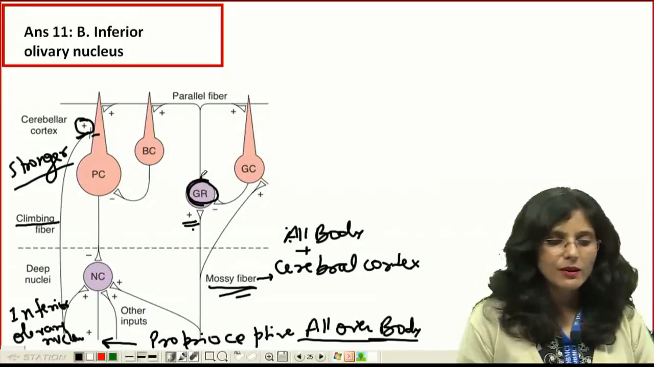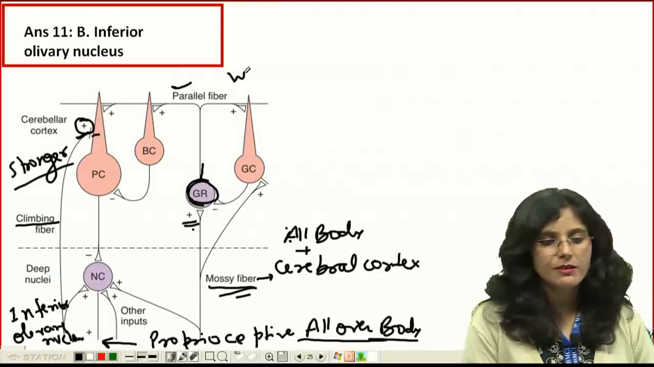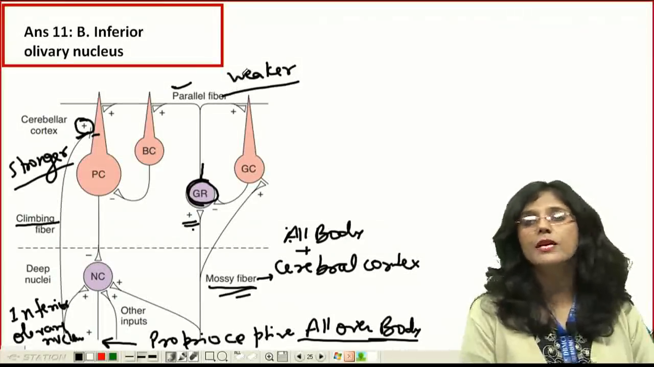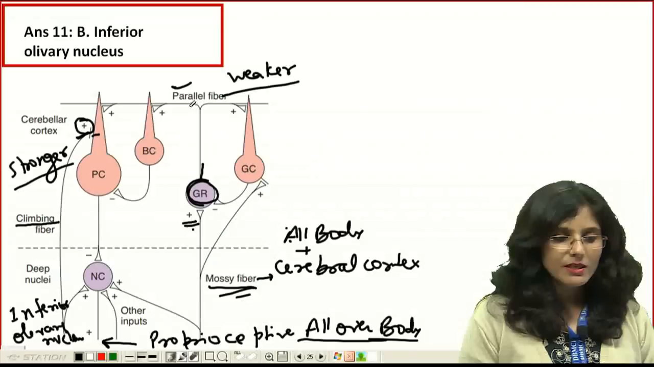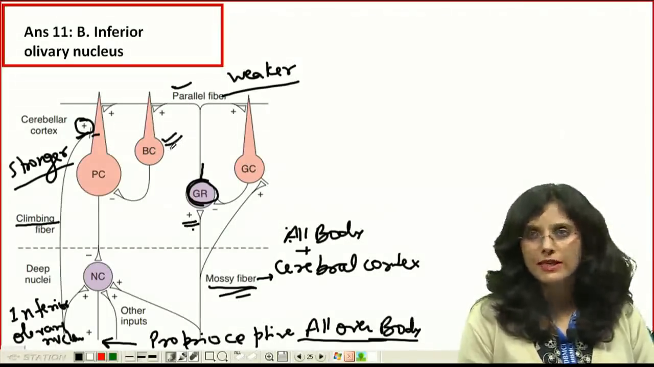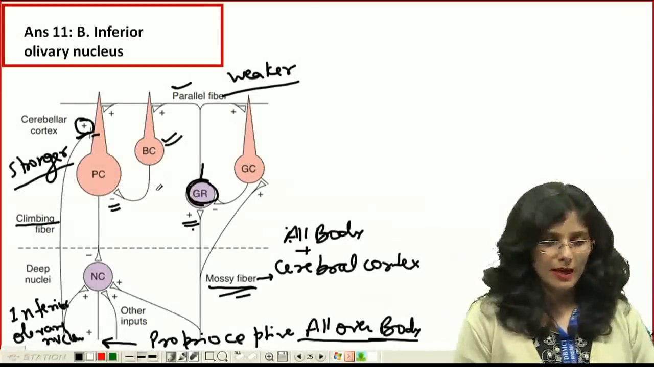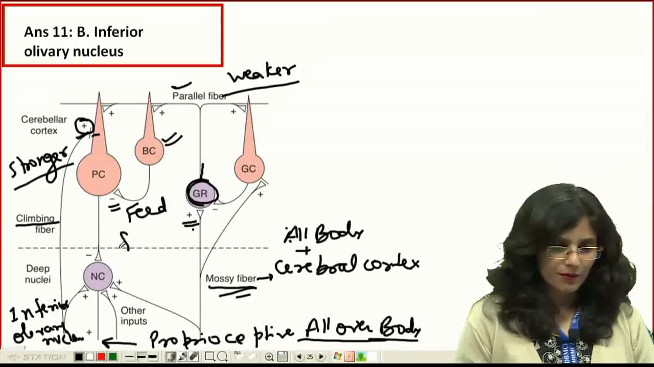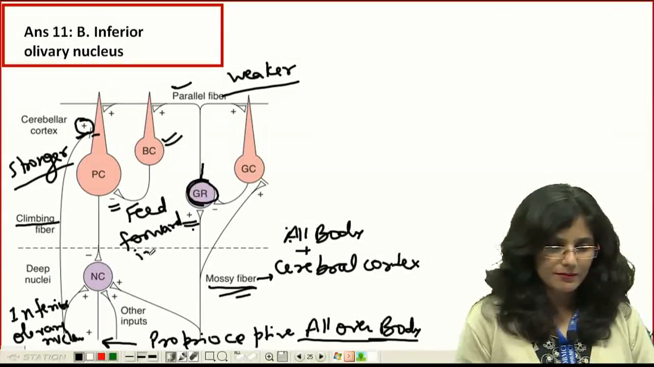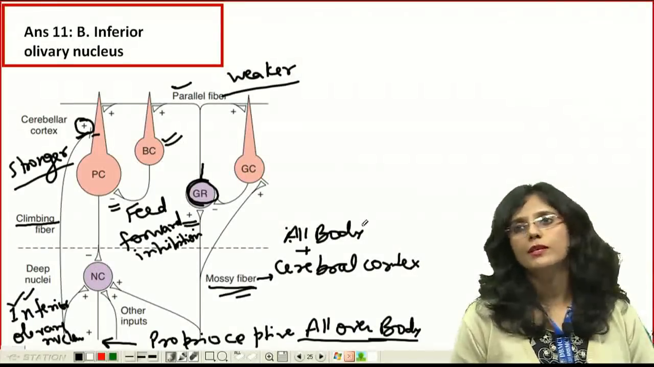If you see, the granule cell divides into parallel fibers, and these parallel fibers give excitatory input to many Purkinje cells. So it is comparatively weaker as compared to the climbing fibers. These parallel fibers also give excitatory inputs to other cells like basket cells and stellate cells, and they give inhibitory input to the Purkinje cell, and this is known as feed forward inhibition. Okay, so our answer is the inferior olivary nucleus.